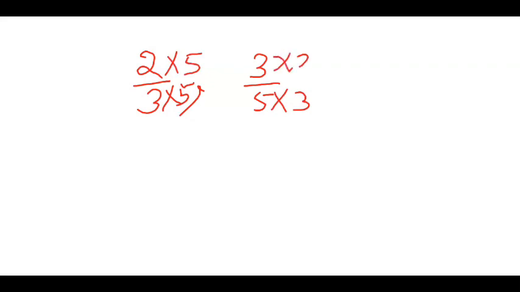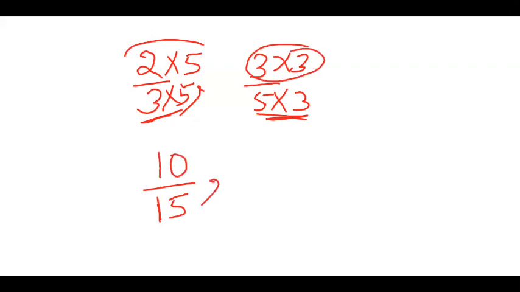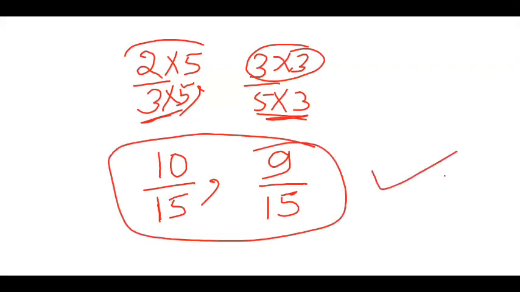We multiply both sides, the same method. 5 times 3 is 15, beta. 3 times 5 is 15, 2 times 5 is 10, and 3 times 3 is 9. 5 times 3 is 15. So are these not like denominators now? Yes. Now please tell me which is greater. 10 over 15 is greater than 9 over 15.